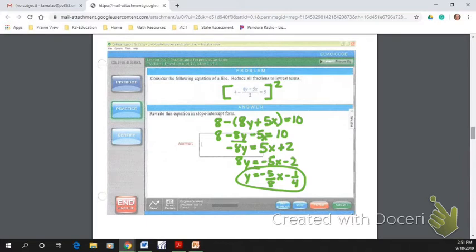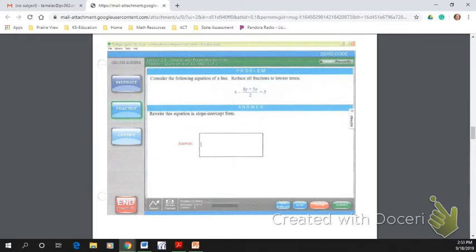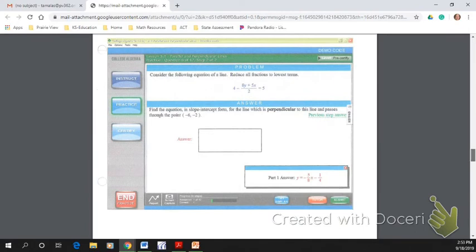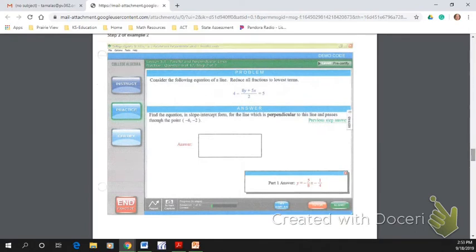Everybody okay with that? All right, so step 2. And notice step 2 has our previous answer that we just got for us. That's the answer we got on step 1. So step 2 says, find an equation in slope-intercept form for the line which is perpendicular to the line and passes through this point. So I'm looking for a line perpendicular to this one and that passes through this point.